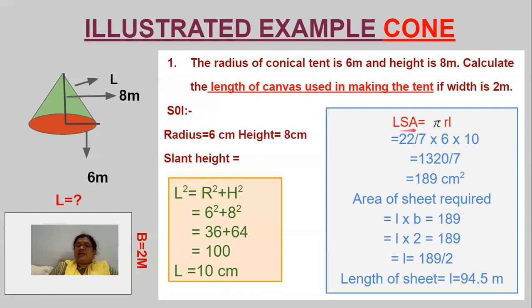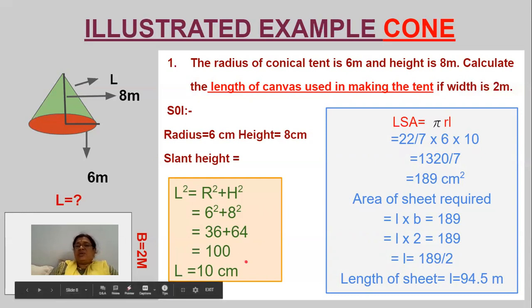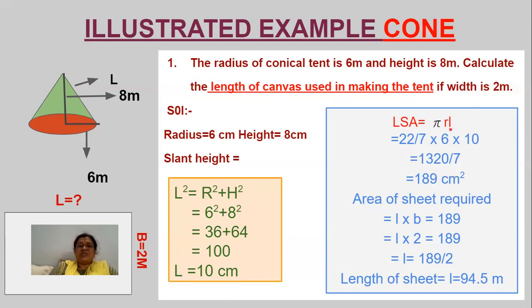See here, the lateral surface area is pi RL. In the problem, he does not give an L value; he has given only the radius and height. From those two we have found out the slant height of the cone. How much is it? It is 10 centimeters. So for finding the lateral surface area, we applied the formula pi RL. The slant height is 10, which we worked out and found. The same thing I have kept here, 10.